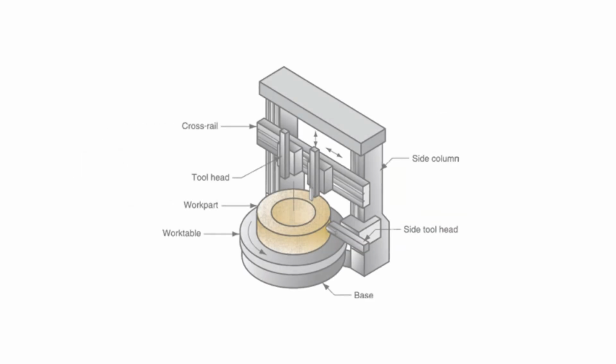In vertical boring, the part is clamped to a work table that spins, and the bore moves down into the part. Vertical boring is used for much larger parts, and work tables exist up to 40 feet in diameter.